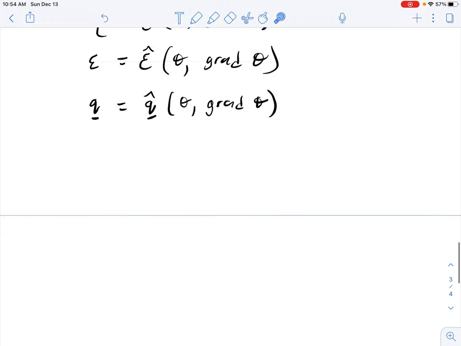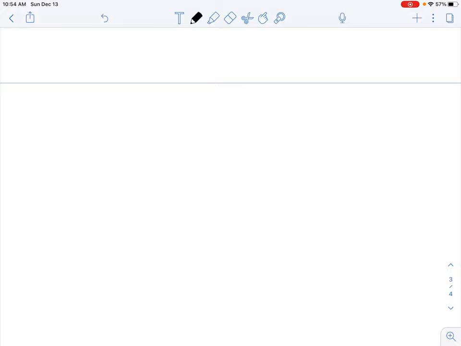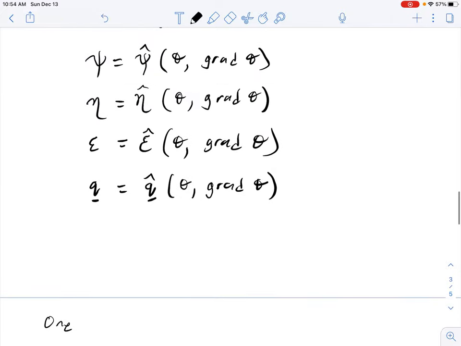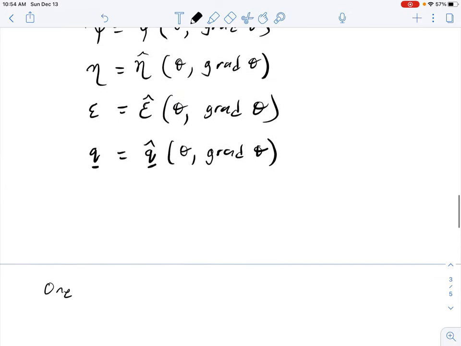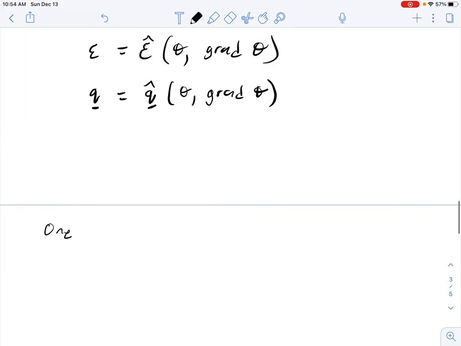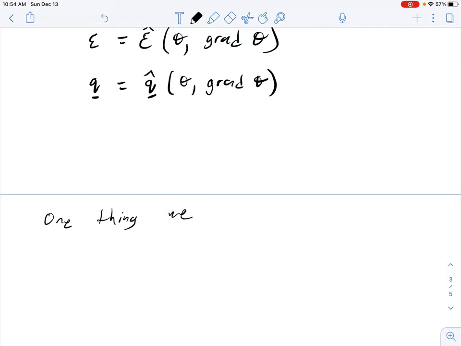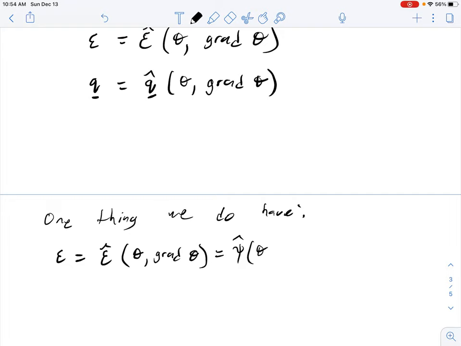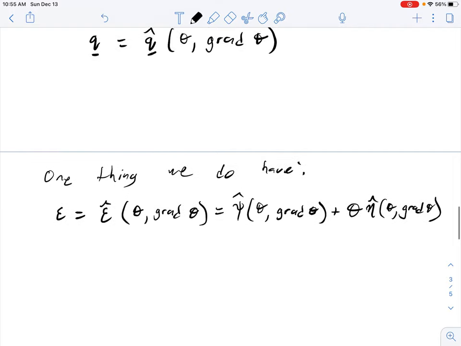All right, so one thing that we do have as a starter. Basically we're going to figure out restrictions on how these variables can depend on those constitutive response variables. Well, we know that epsilon, which is equal to epsilon hat, the constitutive response function of theta and grad theta, has to be equal to psi hat of theta and grad theta plus theta times eta hat of theta and grad theta.